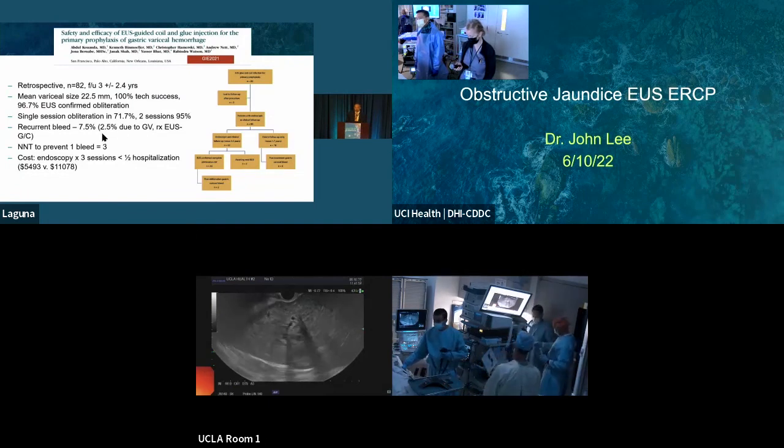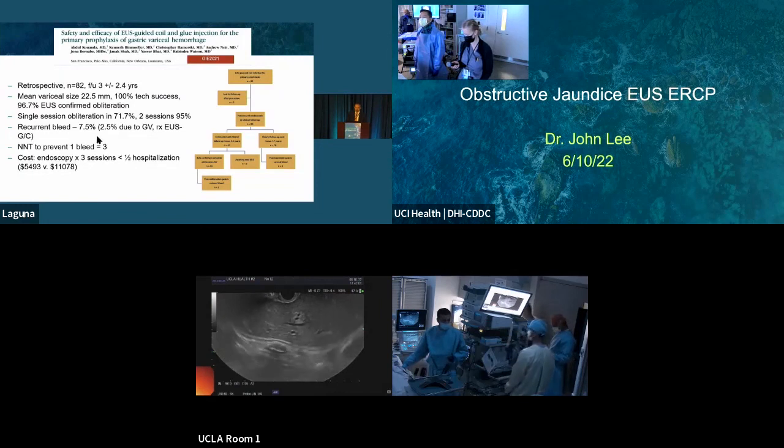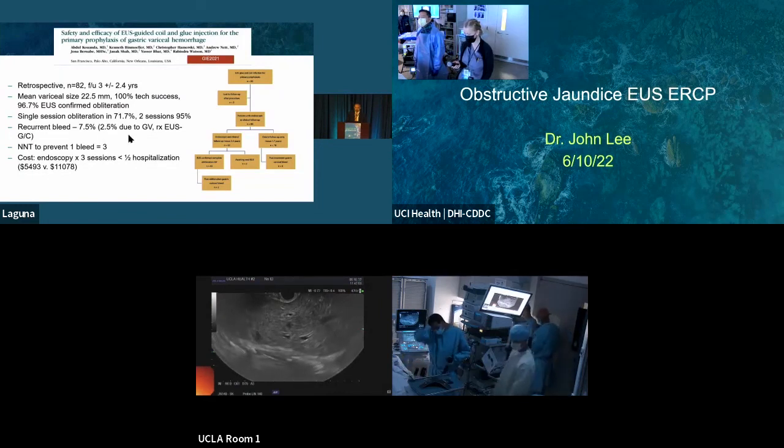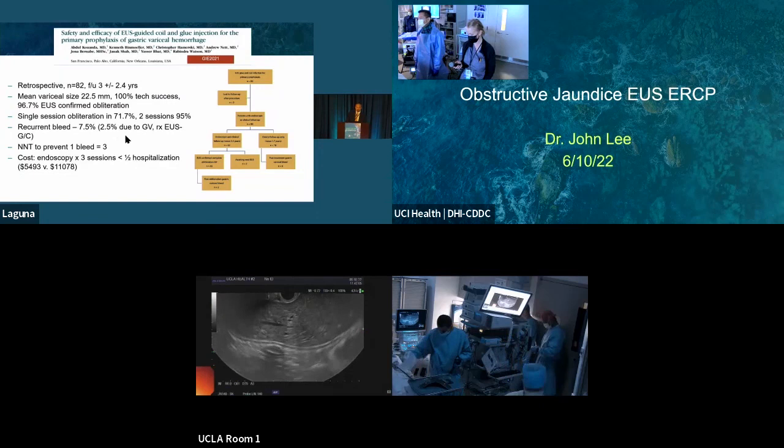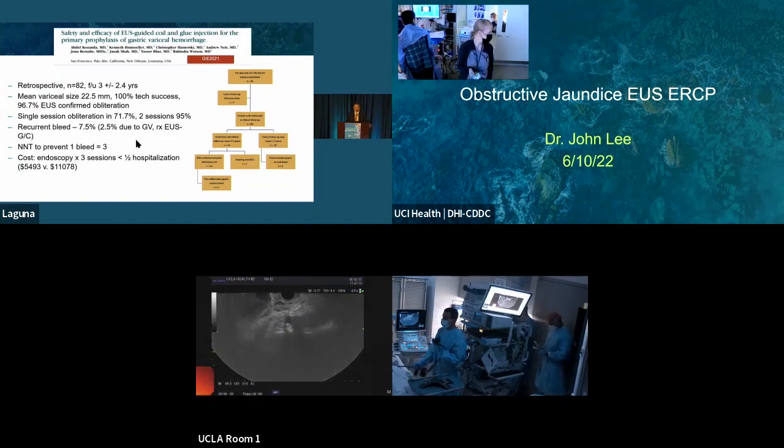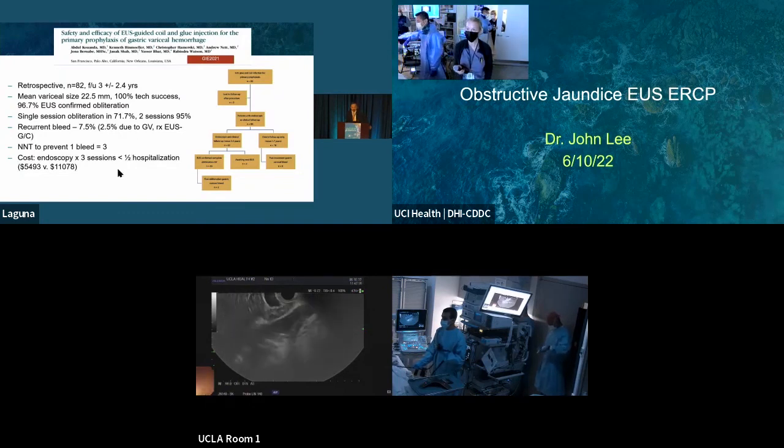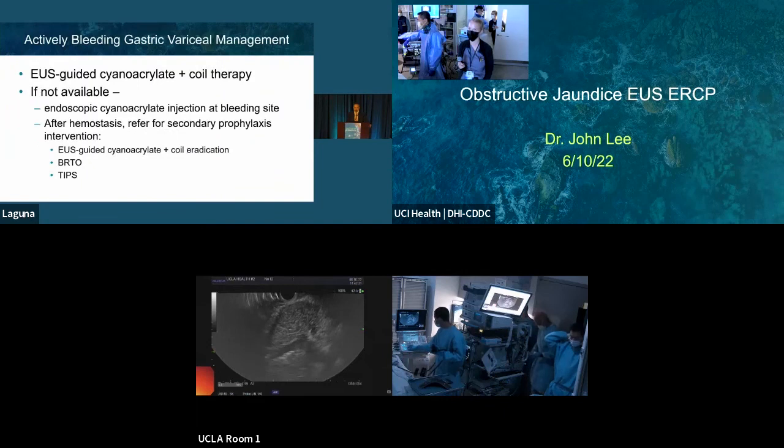We did have a few rebleeds: a 7.5% recurrent bleeding rate, and 2.5% due to recurrent gastric varices that we treated again with glue and coil. When we looked at the number needed to treat to prevent 1 bleed based on the current literature, our number needed to treat was 3. And when we did an admittedly rudimentary cost analysis, we showed favorable outcomes versus a hospitalization for bleeding. So I think this is where we maybe want to be heading in terms of combination therapy and primary prophylaxis, given the paucity of available options out there.